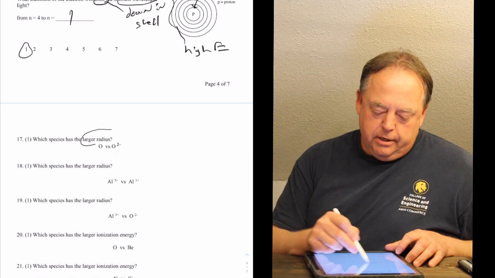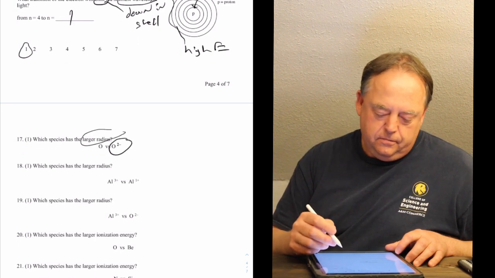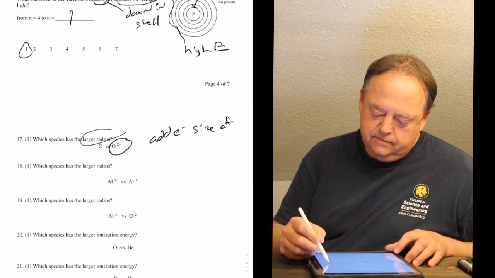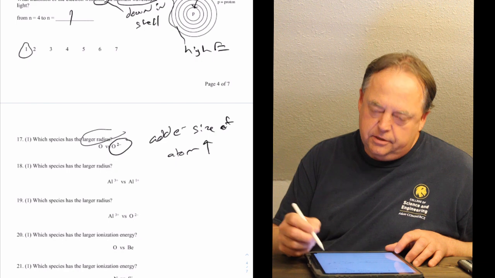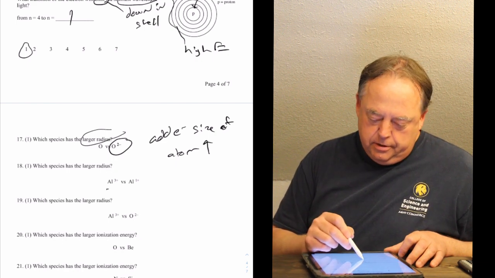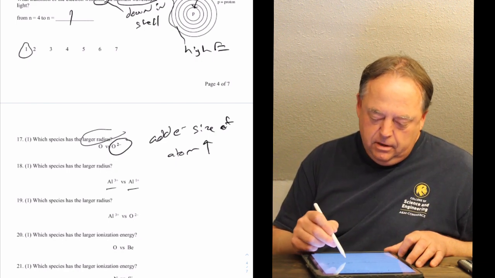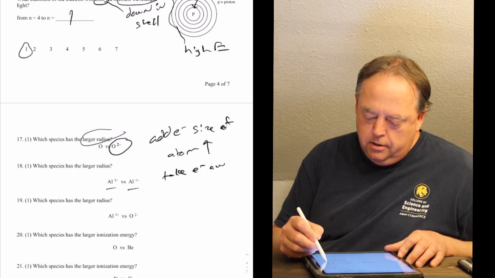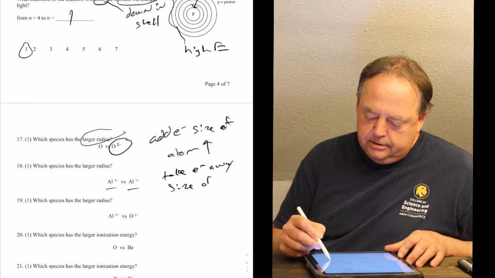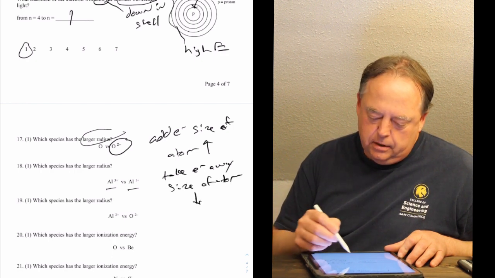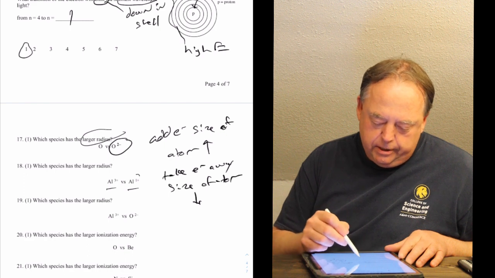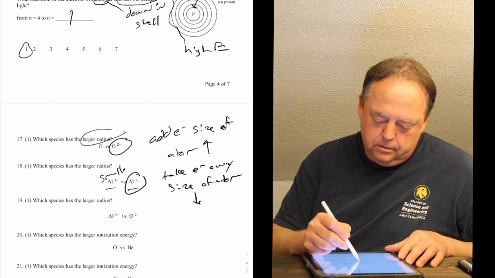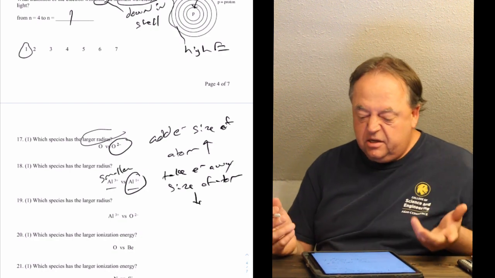Okay, so larger radius, it's O2 minus, right? If you add electrons, size of atom gets bigger. And conversely, if you take electrons away, size of atom gets smaller. So which has a larger radius, this would be larger and this would be smaller. Al3 plus would be smaller since it has fewer electrons.